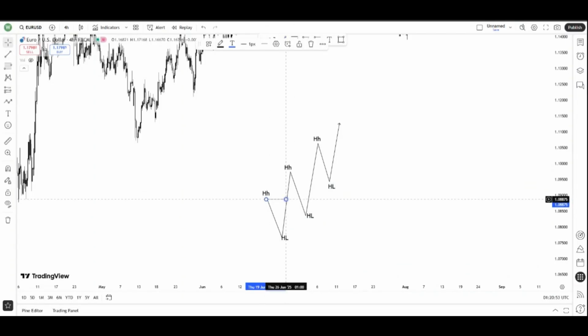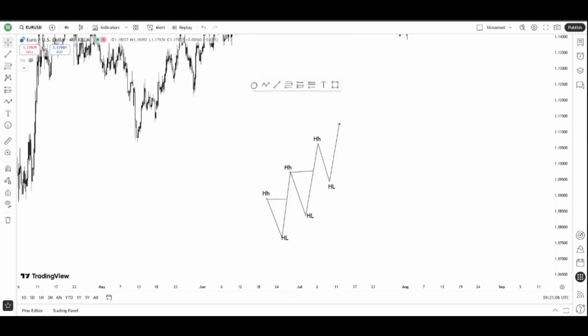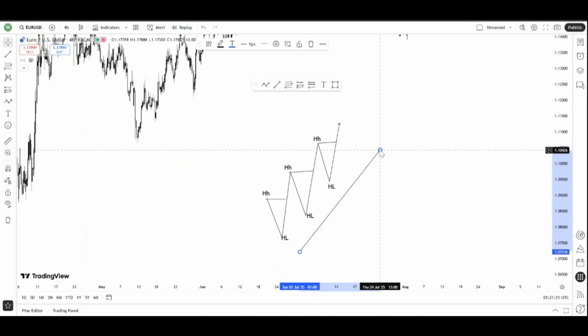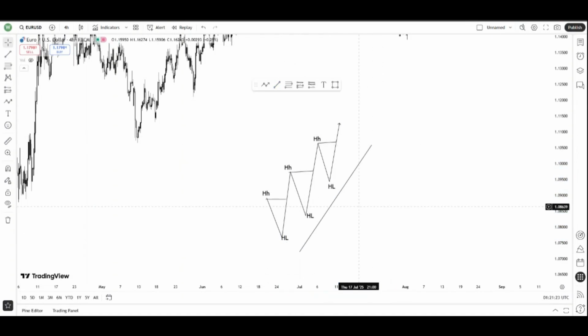This is a break. This is also a break. This is also a break. And this is also a break. So when you see a scenario like this in an uptrend, that means the market is making break of structure. This is an uptrend, right? This is a break of previous high, break of previous high, break of previous high.